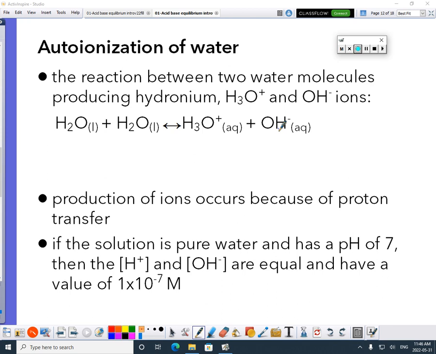Okay, so we are going to continue looking at acid-base reactions as proton transfer. And today we are going to do the calculation questions for strong acids and strong bases only.